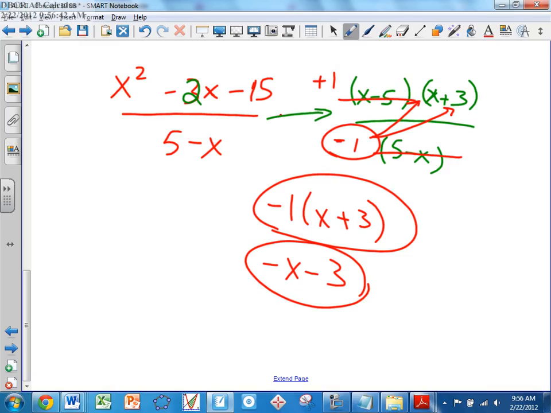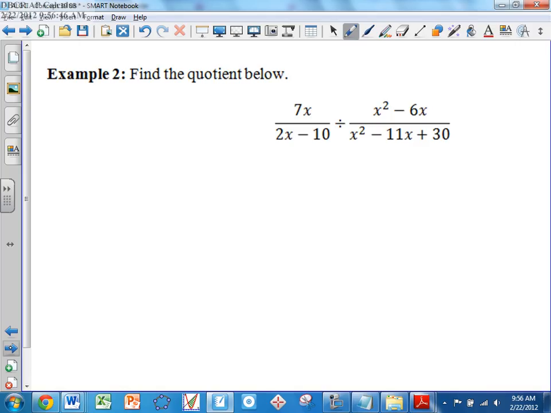Number 2. What do you see we have here? Division, so what do we do? Multiply by the reciprocal. Very good. Which one are we reciprocating? First or second? Good. Only the second one.